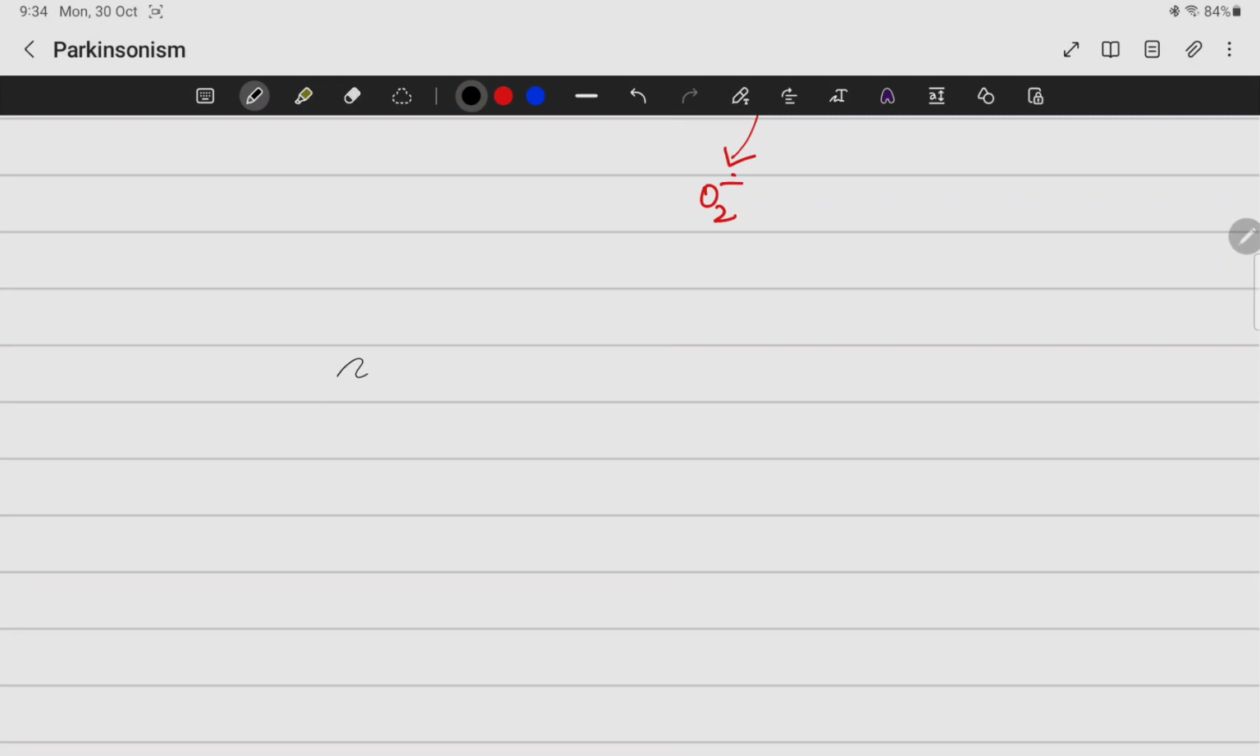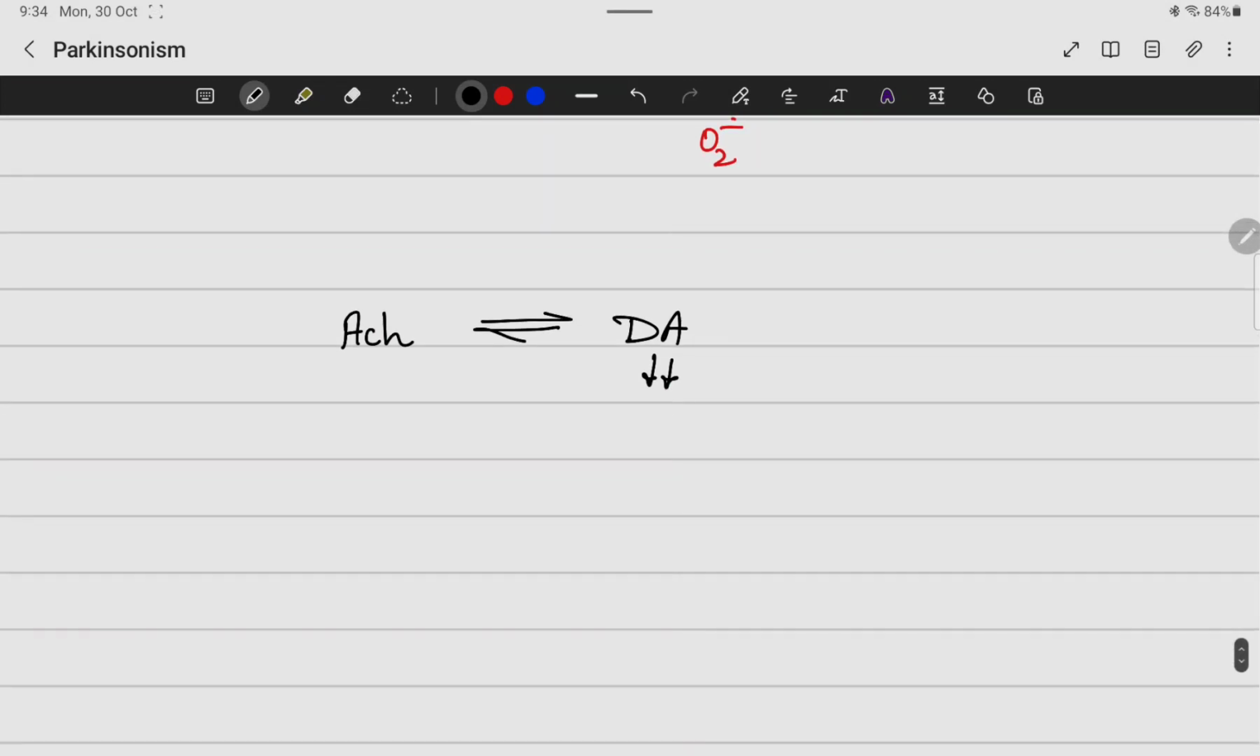Well, anyways, in Parkinson's disease, we know there is a relative increase in ACH, so the equilibrium between dopamine and ACH is disturbed. Dopamine levels are decreased, and there is a relative increase in acetylcholine. So, as treatment, we can give drugs which can act as dopamine or increase the levels of dopamine, or we can give drugs which decrease the acetylcholine levels.